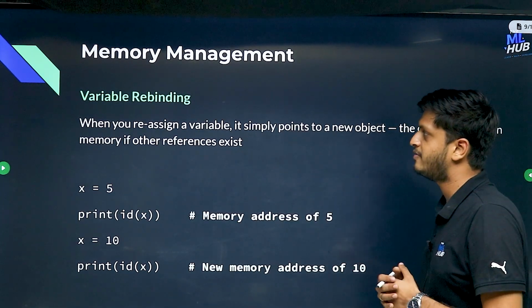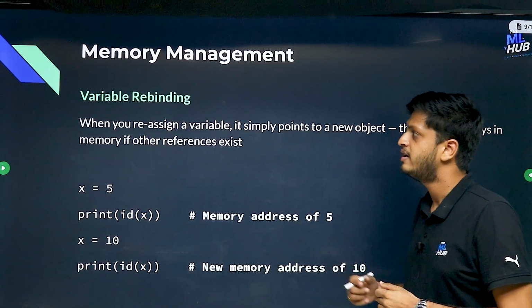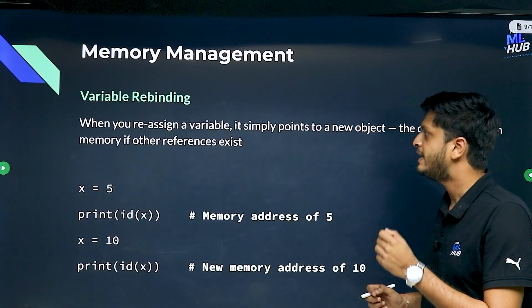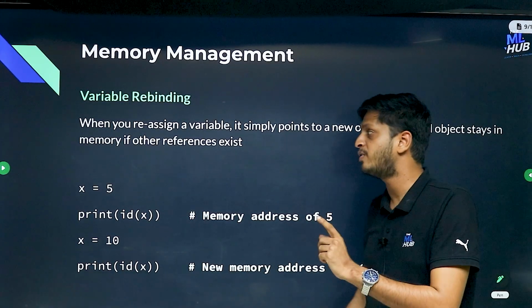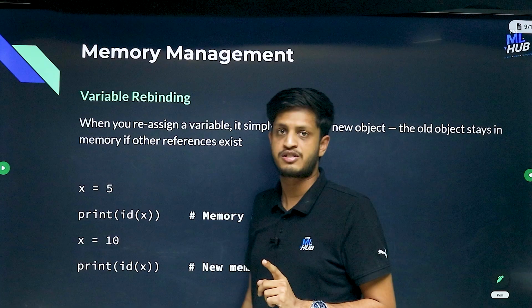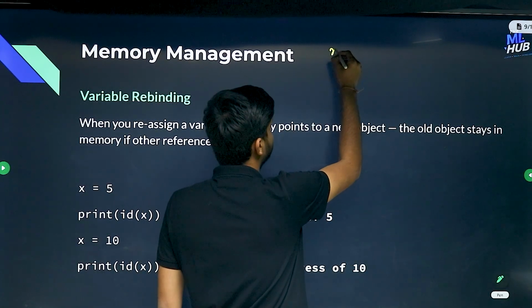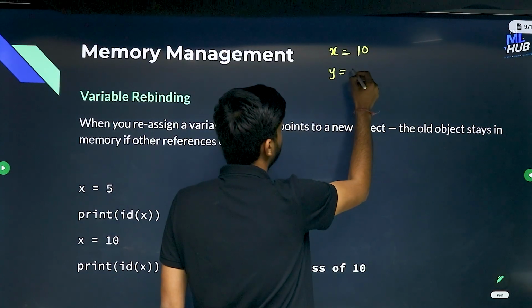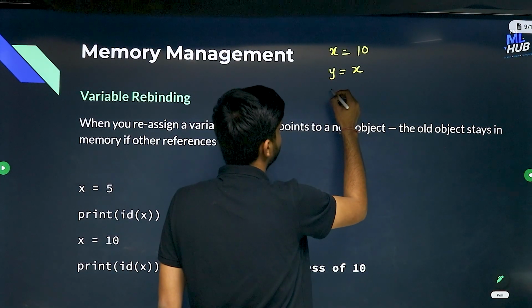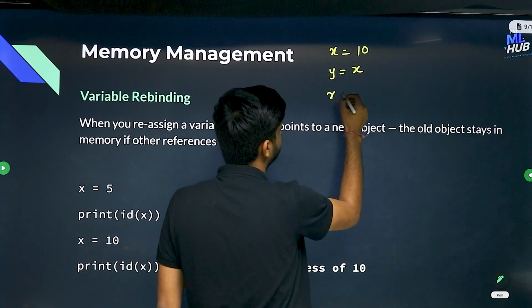Cool. So next we have variable rebinding. Let's understand this concept. When you reassign a variable, it simply points to a new object. The old object stays in memory if other references exist. So what do we mean by this? Let us say we defined x is equal to 10, and we said y is equal to x, and then we said now x is equal to 20.